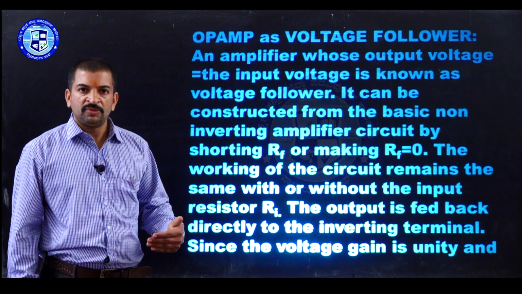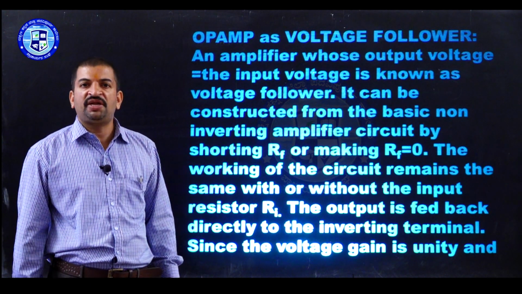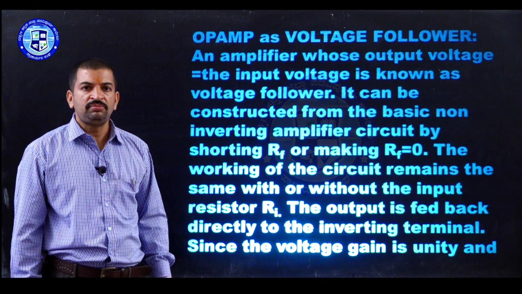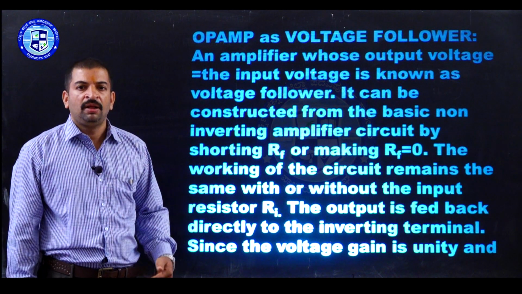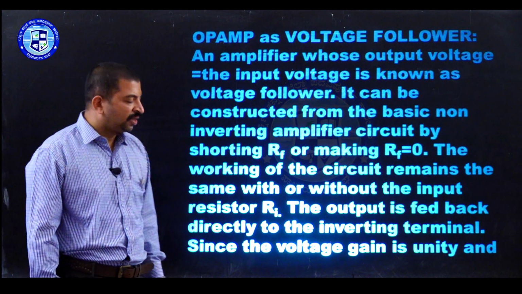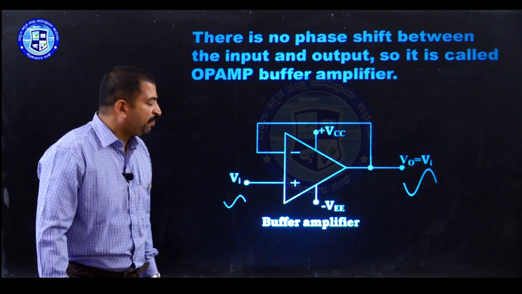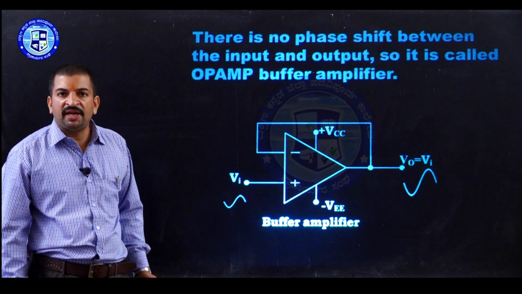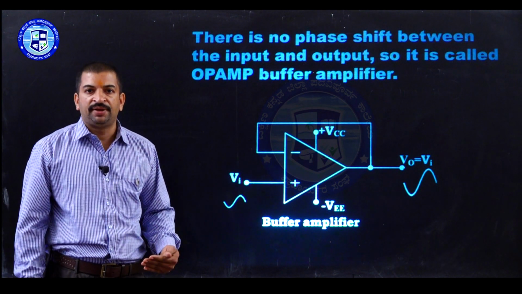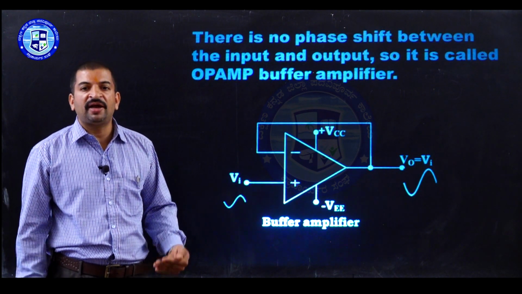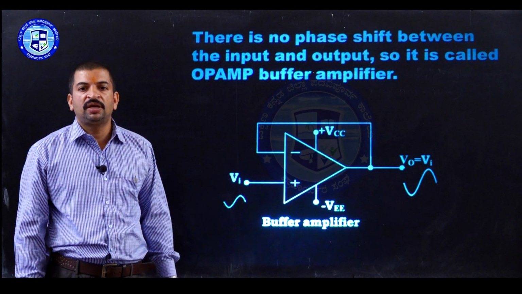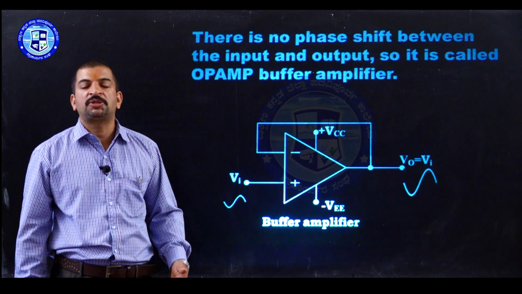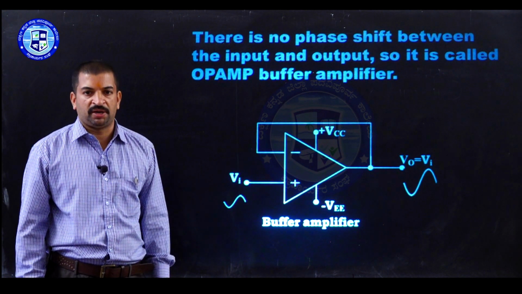Now, the voltage follower or unity gain follower circuit can be constructed from the basic non-inverting amplifier simply by making RF equal to 0. In the non-inverting amplifier circuit, if you reduce the feedback resistor to 0, the circuit works as what is known as a voltage follower, also called the unity gain follower.